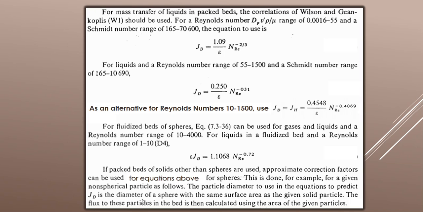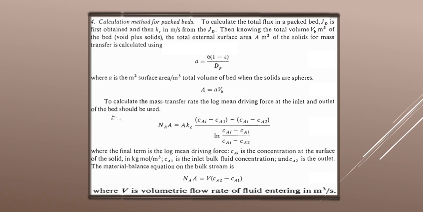Now this is done, for example, for a given non-spherical particle as follows. If the particle is non-spherical, the particle diameter to use in the equation to predict J sub D is the diameter of the sphere with the same surface area as the given solid particle. The flux to these particles in the bed is then calculated using the area of the given particles. So we have to account for the actual surface area when the particles are not really spherical in shape.